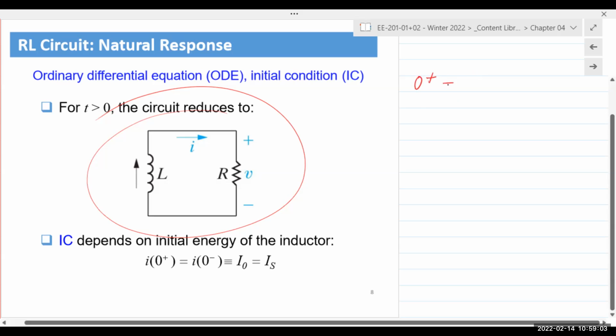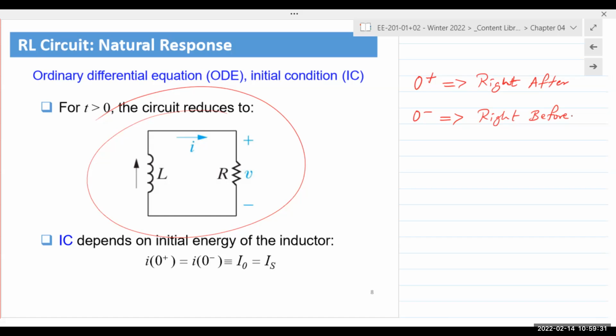A minute left. I want to talk about plus and minus. Plus and minus simply indicate the time right after and the time right before. Here we use 0 because we are talking about time t equal to 0, but it could also be any number. It could be 5 seconds, it could be 5 plus and 5 minus. It simply means the time right before and right after. So minus is right before, plus is right after. There is no specific number given to that. The important thing is that right before and right after is used because the current through an inductor cannot change instantaneously, and the voltage across a capacitor cannot change instantaneously.